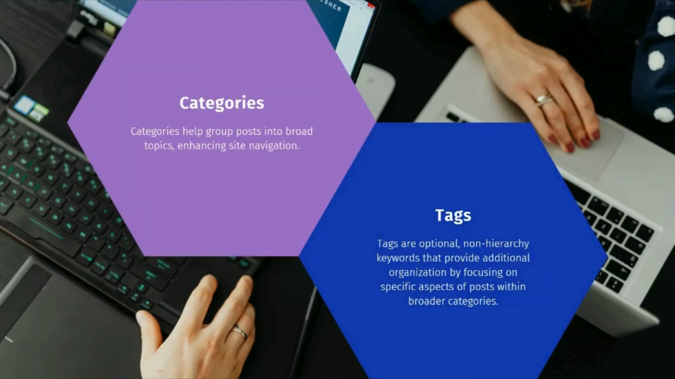Categories. Categories help group posts into broad topics, enhancing site navigation. Tags. Tags are optional, non-hierarchical keywords that provide additional organization by focusing on specific aspects of posts within broader categories. So categories group posts or pages by their types, and then tags are under categories.